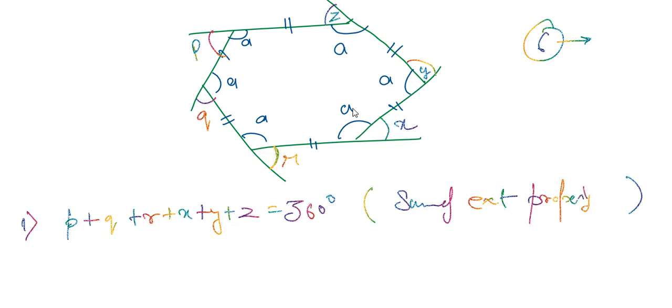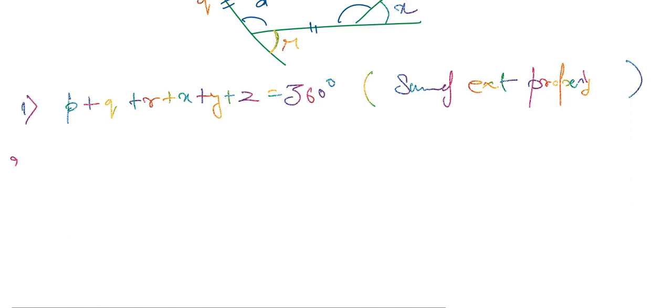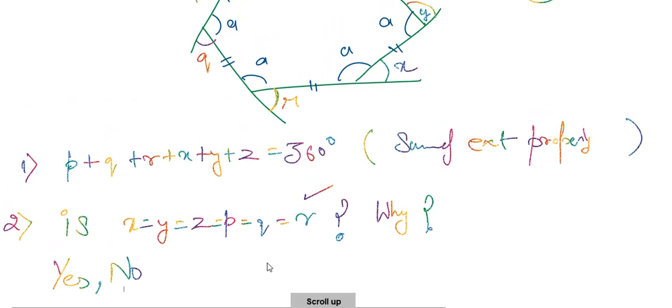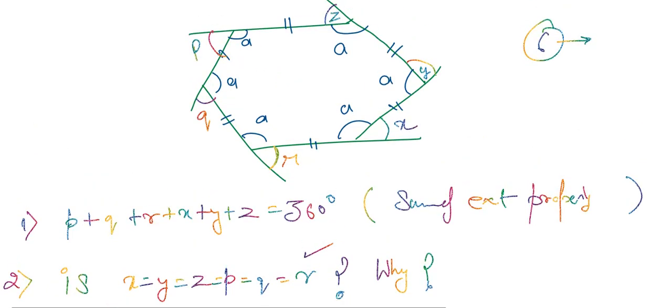The next question of this activity asks: is X equal to Y equal to Z equal to P equal to Q equal to R? Is this true? And if it is, then why? First solve the first part of the problem, just check whether it is or isn't. Can you guess yes or no? It is saying all the exterior angles are of equal measure. Are they? Can you see how they would be of equal measure?